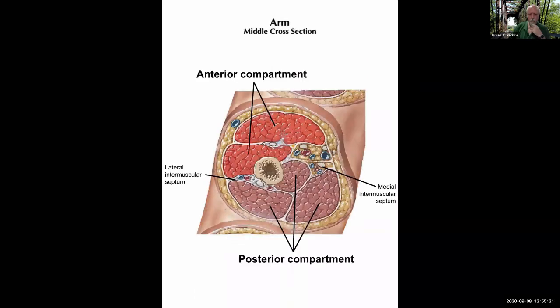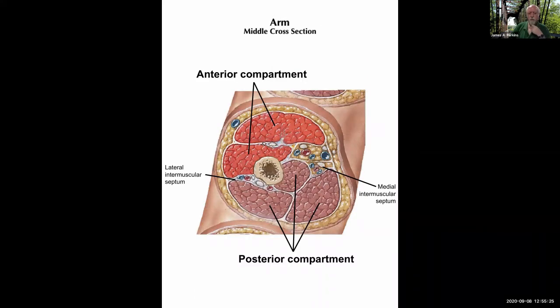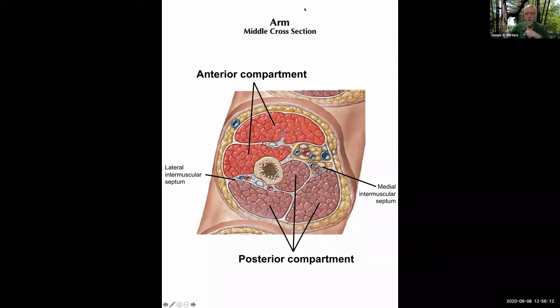And if we jump forward and zoom in on one of those cross-sections, what you see here is that the muscles of the brachium are segregated or subdivided into two compartments. Now, when I refer to a muscular compartment, what I mean is a group of muscles that are surrounded by a continuous layer or envelope of fascia. So in this case, the muscles of the anterior compartment of the brachium are surrounded by a single layer or envelope of fascia. Likewise, the muscles of the posterior compartment, which lies posterior to the humerus, these are also surrounded by a layer of fascia or an envelope of fascia.